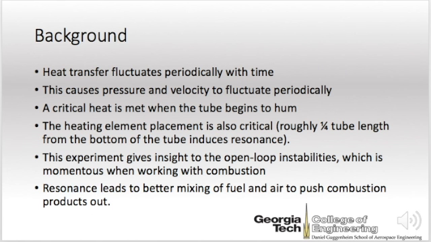So what we have here is a Rijke tube, which is essentially just a really long tube with a heat source near the bottom end, roughly a fourth of the way up the tube. And when the heat fluctuates periodically from the heat source, it causes the pressure in the tube to fluctuate periodically in the same phase of that heat source. And this causes what we call instabilities, and it's really important in studying combustion dynamics.